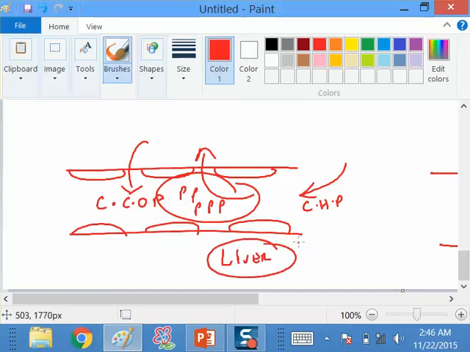If the person's liver is damaged, the person is an alcoholic, do you think the protein can come here? No. The protein will be very less in the circulation. If the proteins are less, do you think the fluid can come back? No. The fluid cannot come back. So automatically that leads to collection of fluid here. That leads to edema formation.